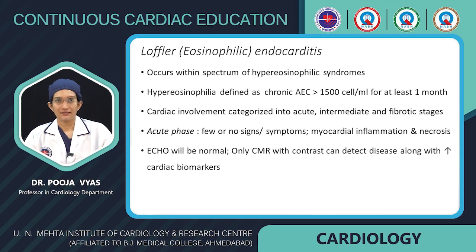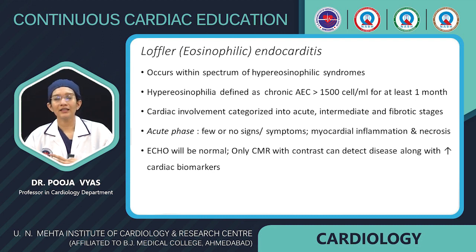Next disease is Loeffler's or eosinophilic endocarditis. It occurs within the spectrum of hypereosinophilic syndrome, and hypereosinophilia is defined as an absolute eosinophil count that remains more than 1500 cells per ml for at least 1 month. So there is a chronically elevated absolute eosinophil count.